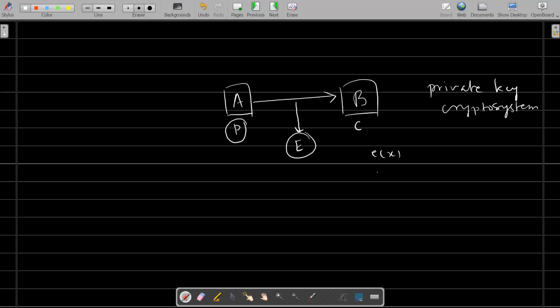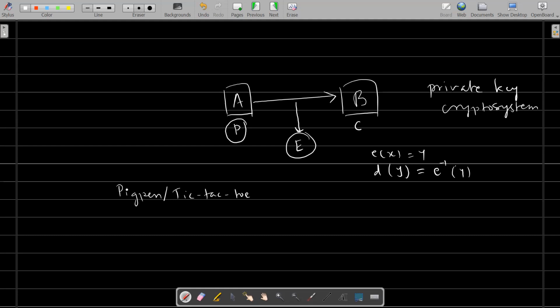So what B does is apply the inverse function of E, called the decryption key, D of Y. I'll call it E inverse. As an example, we saw three different types of methods. One was pigpen or tic-tac-toe. Yes, sir, that is the inverse of that function E.